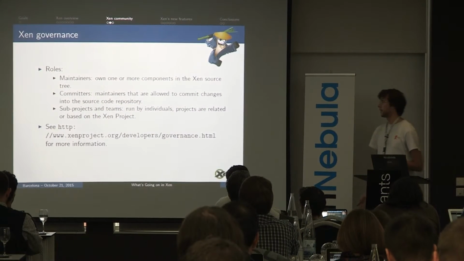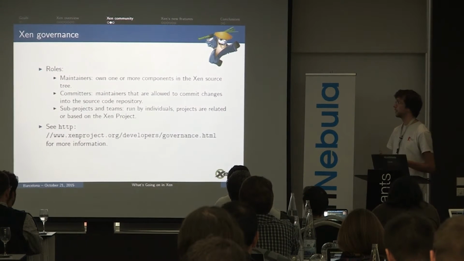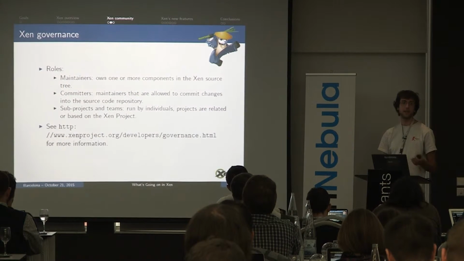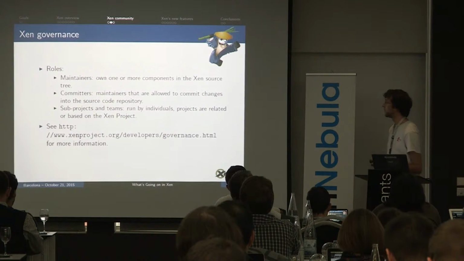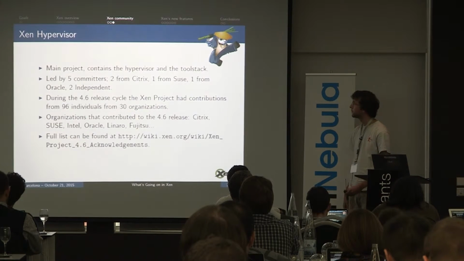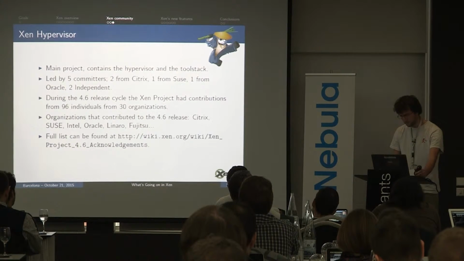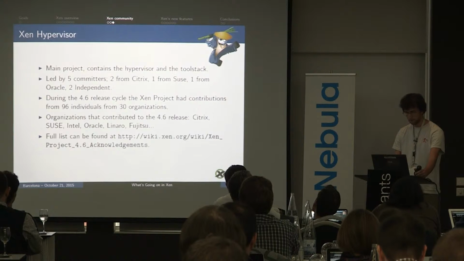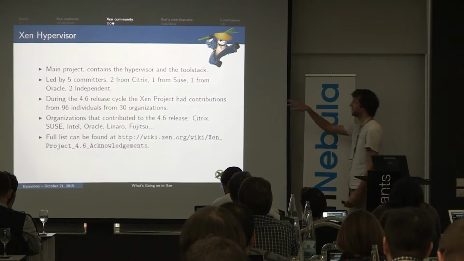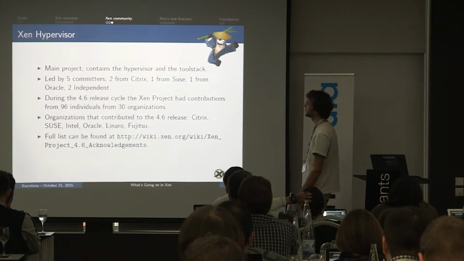And then, as said, we also have the sub-project teams, which are teams that do projects related to Xen itself, although they may be based on the Xen code or not. And we also have quite a lot more information on the following page. The Xen hypervisor, which is, of course, the main project, has 6 committers, actually.